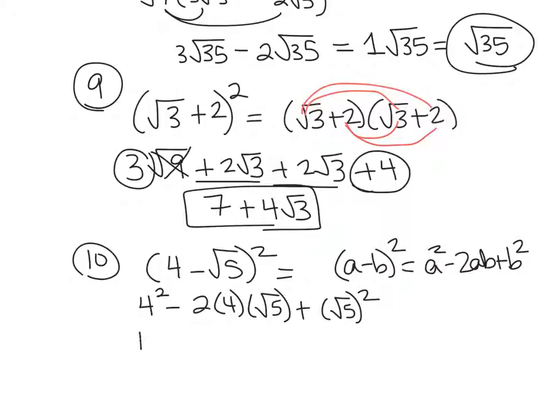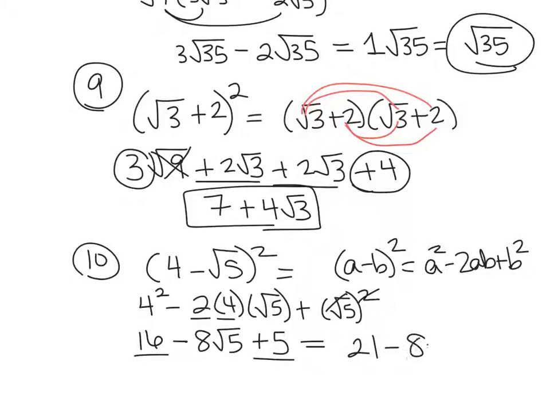So 4 squared is 16. 2 times 4, that would be 8 with your radical 5. And then the square root of 5 squared, well, a square and a square root cancel, so you just get plus 5. So then combine the constants, the like terms, you have 21 minus 8 root 5. That's another way to do it if you didn't want to write out the 2 expressions in parentheses and FOIL. You could use the shortcut.